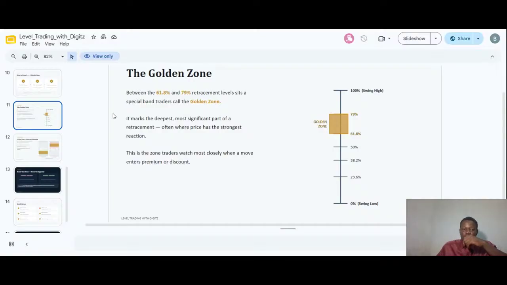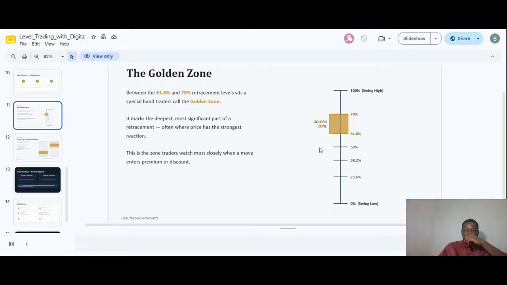The golden zone is between the 61% and 79% retracement levels. It is a special band traders call the golden zone. It marks the deepest and most significant part of a retracement, where price has the strongest reaction. It is the zone traders watch most closely when a move enters premium or discount.